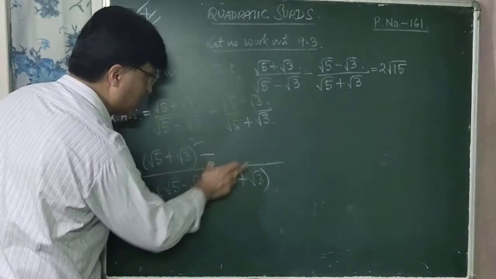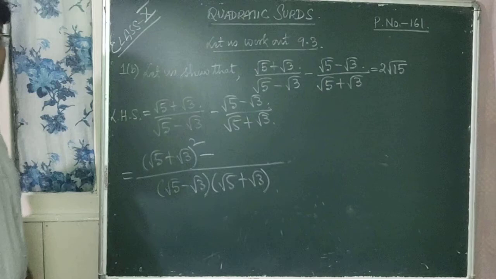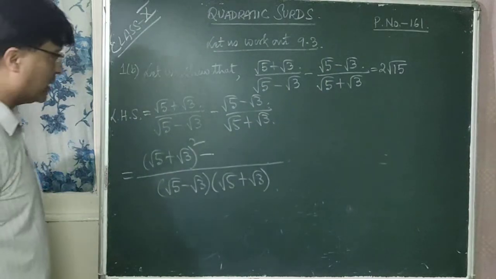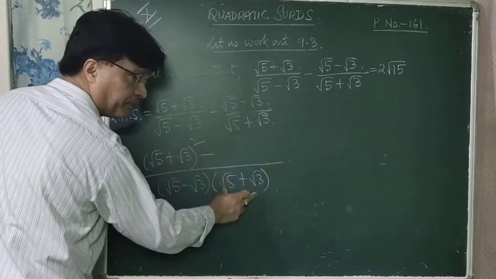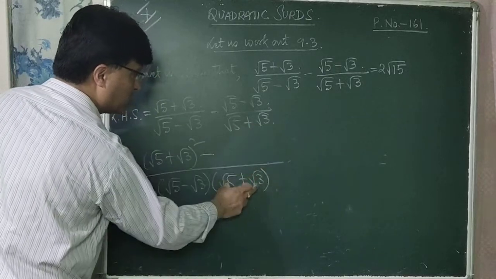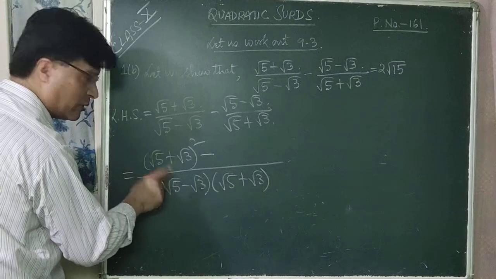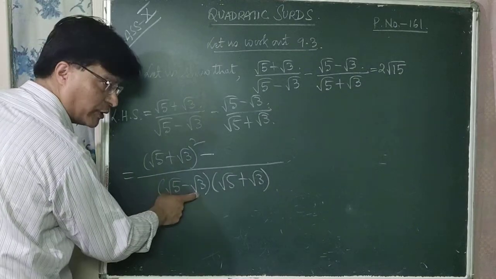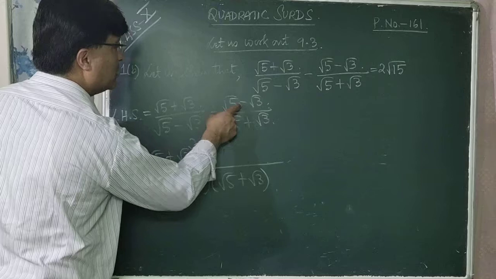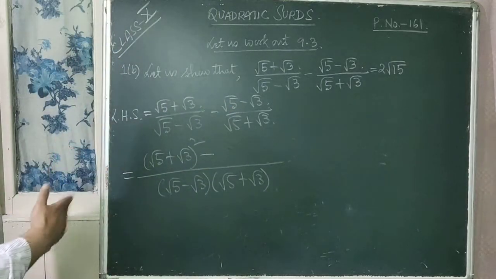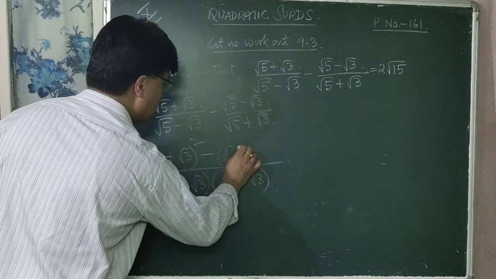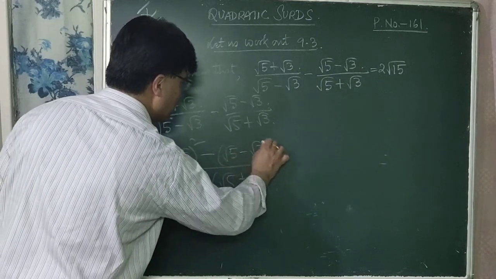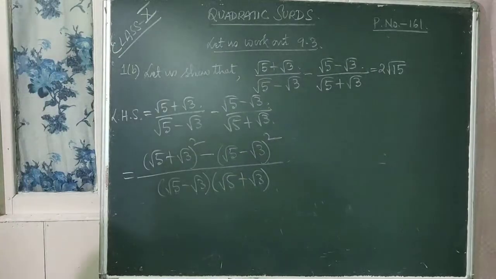Again, this LCM is divided by this factor, root 5 plus root 3. In this case also you can cancel the similar factors. Root 5 plus root 3 gets cancelled, so what remains is root 5 minus root 3, and this should be multiplied by the numerator root 5 minus root 3. These are the same factors to be multiplied, so what is the product? Root 5 minus root 3 whole square. Is that clear to all of you?